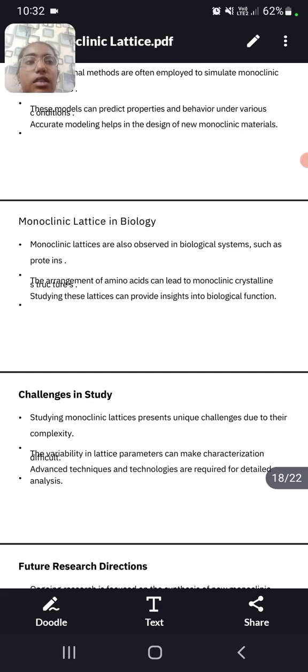Symmetry of monoclinic lattice. Low symmetry. The monoclinic system has less symmetry compared to other crystal systems like cubic or hexagonal. Symmetry elements. One two-fold rotational axis and a possible mirror plane.